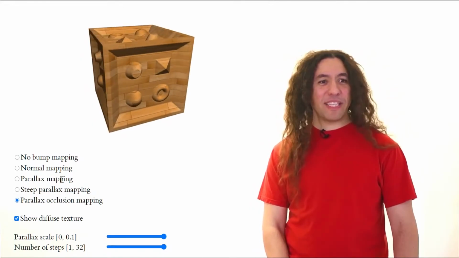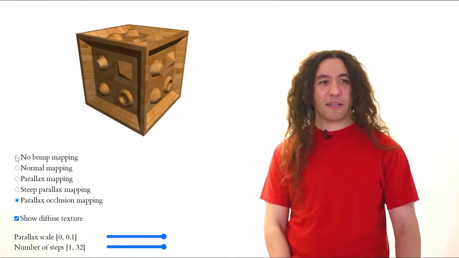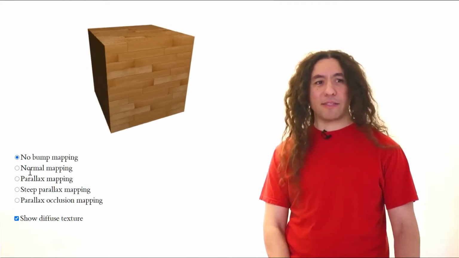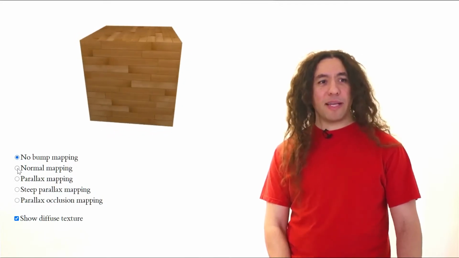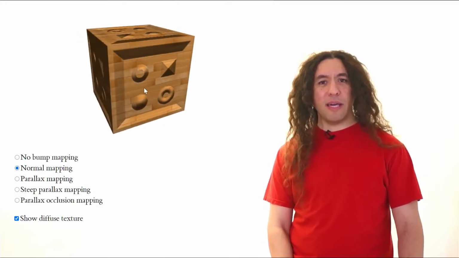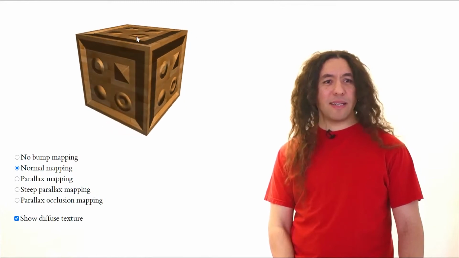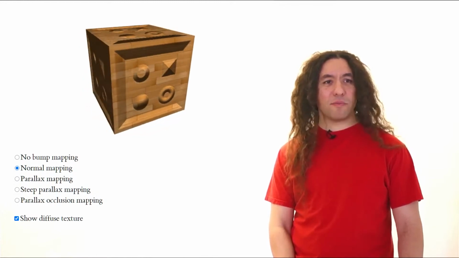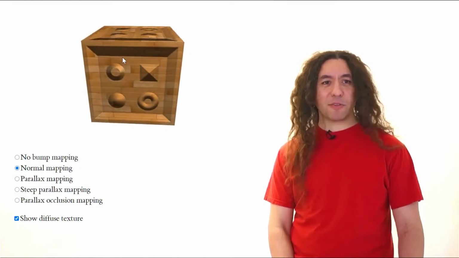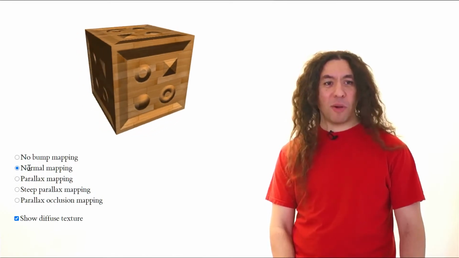So this is showing different methods. If we don't have anything, it's a flat surface, right? Nothing is happening. Now I apply normal mapping. Over here it looks okay, but up there, not really, right? The illusion sort of breaks up there. Not so great. And also, as the cube is rotating, the illusion starts breaking.